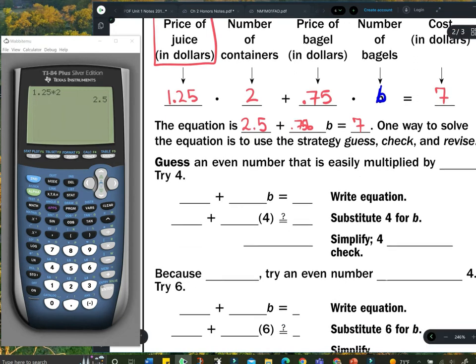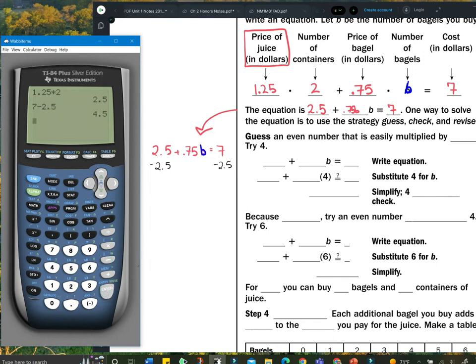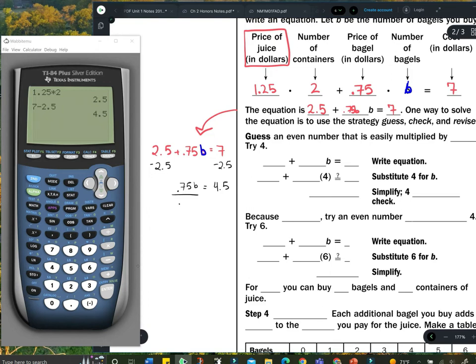This is saying to guess, but instead of guessing, we can actually just solve. Guessing can get a little too cumbersome at times. So 2.5 plus 0.75 times b equals 7. I know we haven't done a lot of solving just yet, but the idea is to get the b by itself. To do that, we're going to subtract 2.5 from each side. So 7 minus 2.5 is going to be 4.5. Everything else stays the same, 0.75b. Then we divide by 0.75.